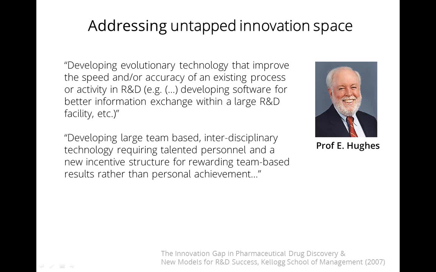Professor Hughes found that there are basically two things that would enhance this process. The first would be to develop an evolutionary technology that improves the speed and or accuracy of an existing process. So keep that in mind, the technology that improves the speed. And the second point was to develop a large team-based interdisciplinary technology. So again, interdisciplinary is exactly what we are looking for, namely the disciplines medicinal chemistry and computational chemistry. So these 2 points here.